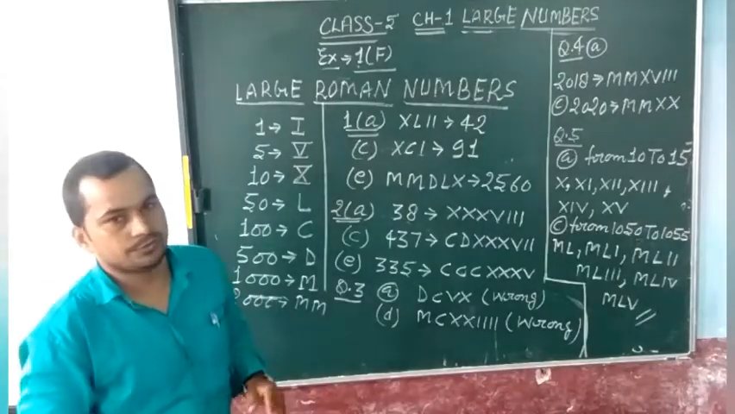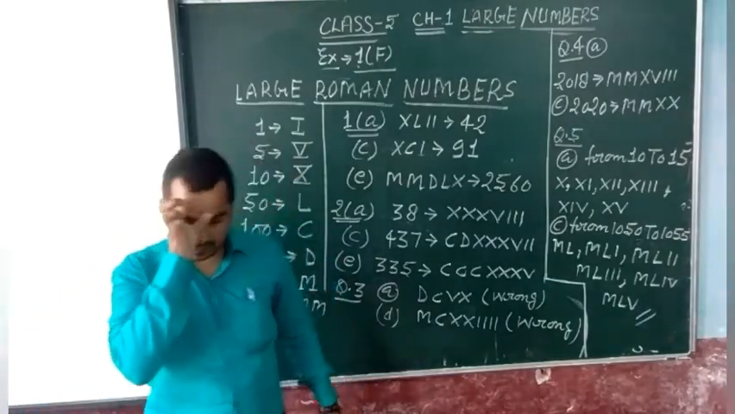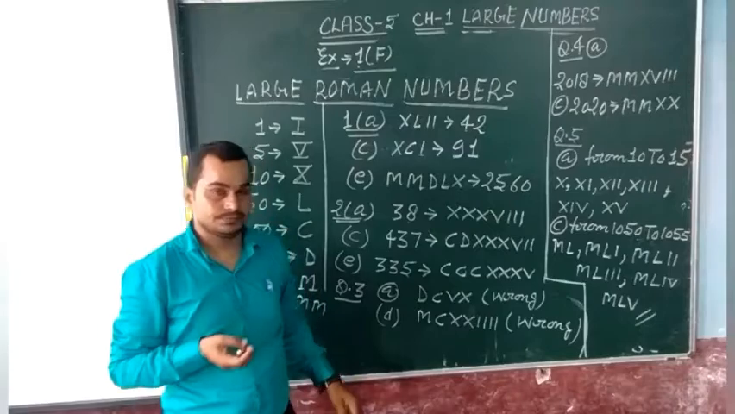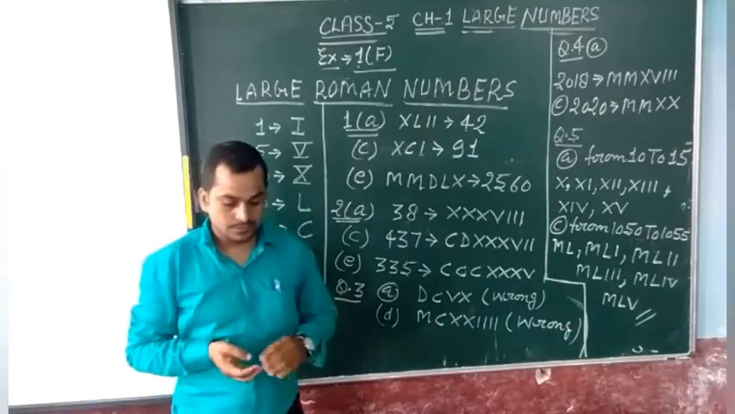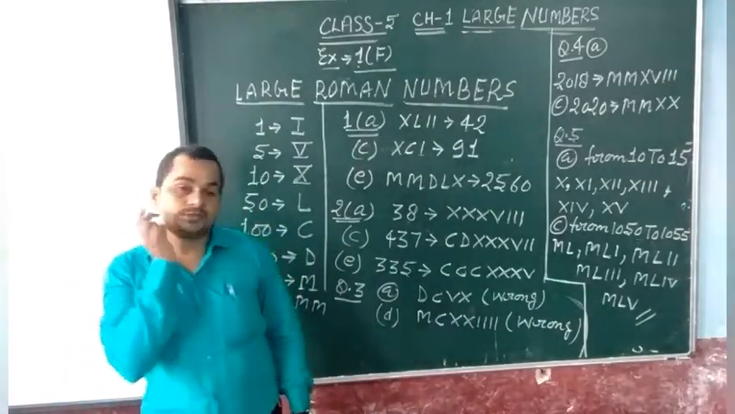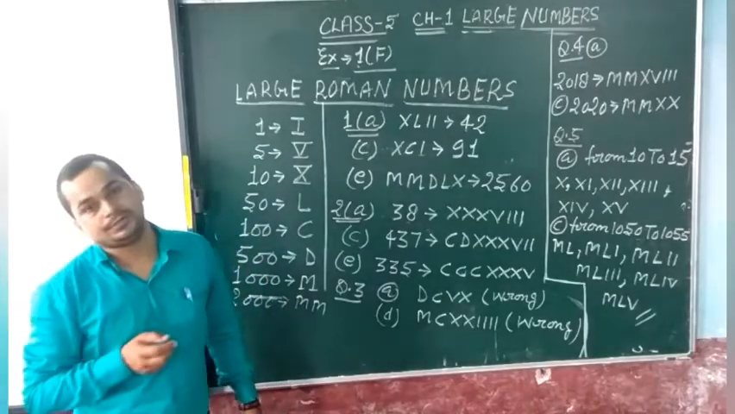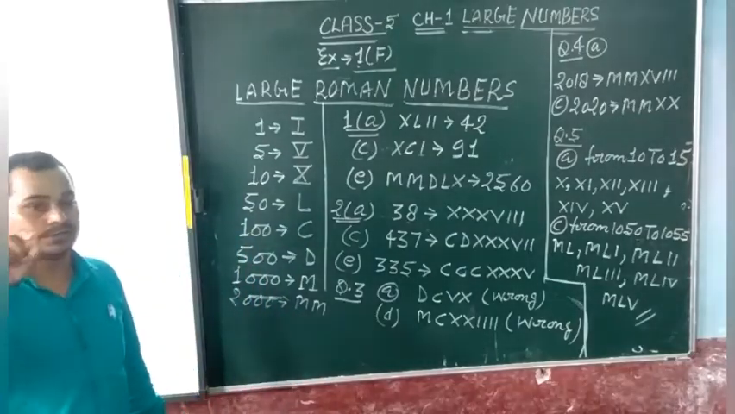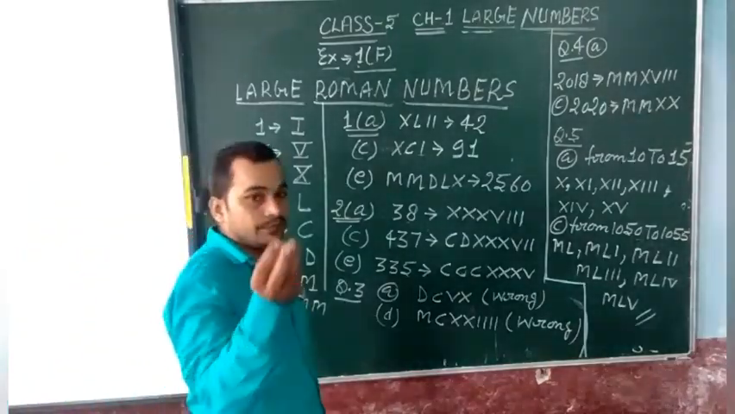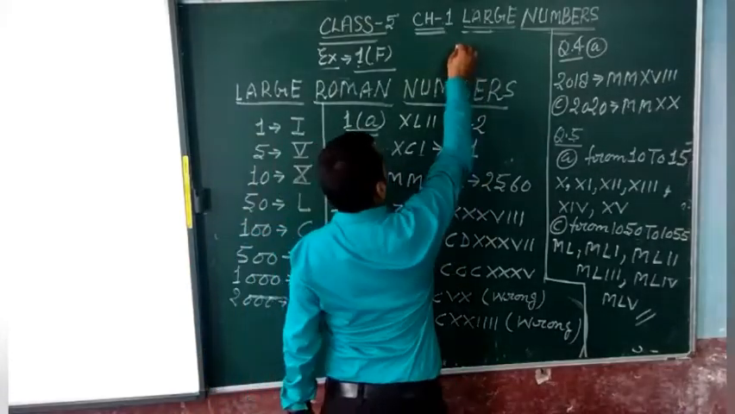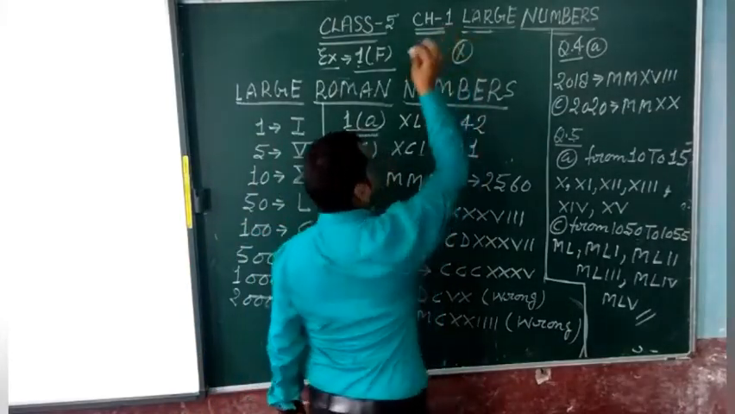So first we know some rules. When a symbol is repeated, its value is added as many times as it is repeated. If we are talking about the symbol for 10, it is X.